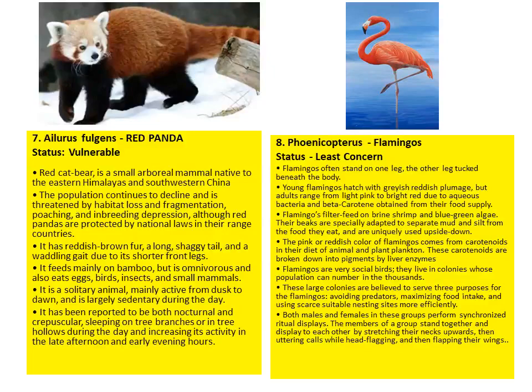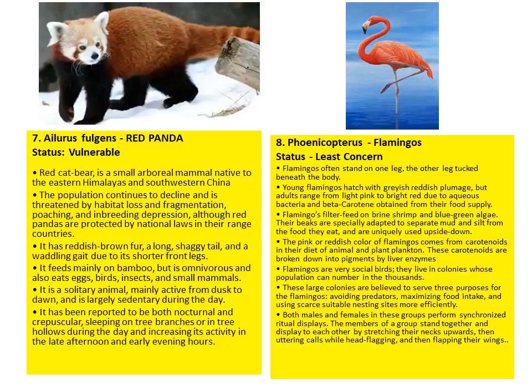Flamingos are very social birds. They live in colonies and the colony number is in thousands. So, large number of individuals in the colony is helpful for avoiding the predator, maximizing the food intake, and using scarce suitable nesting sites most efficiently.